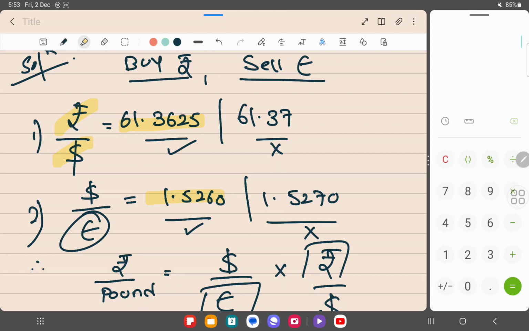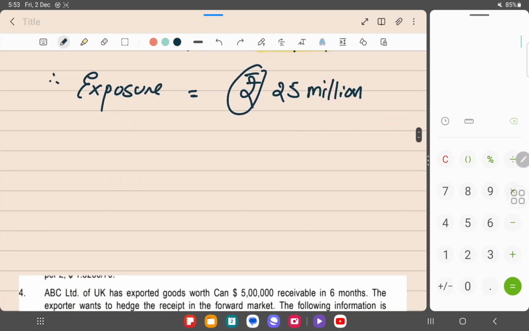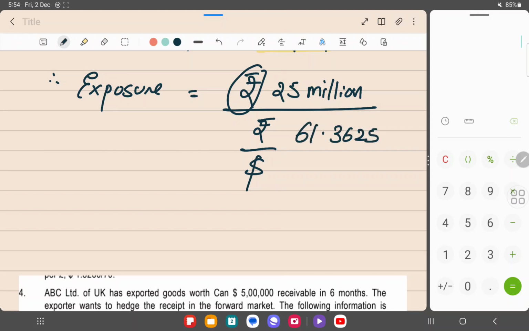So this quote will be used. But if you see carefully, I have rupee in this quote, but this is a dollar quote, a direct dollar quote. So the exposure amount is in rupee, the quote is in dollar, two different currencies. So what do you do? You divide or multiply? You divide. So we have to divide this quote, right? So we take this 61.3625, right? So this will be divided, rupee by dollar, 61.3625. When you solve this, you get an answer in terms of dollars.